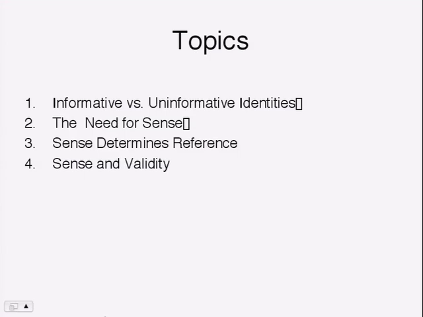Is the sense just the characteristics that you're using as the markers that attach it to the name, or is it something different? All I've said so far is that there's this distinction between informative and uninformative identities. And we're going to use sense as the name for whatever it is. When you've got the same sense, the identity is uninformative. When you have a different sense, it's informative.